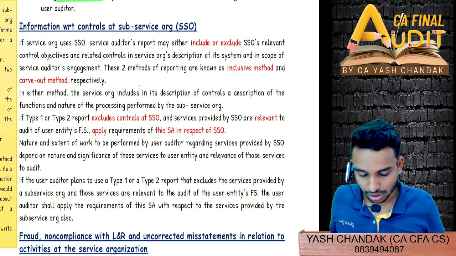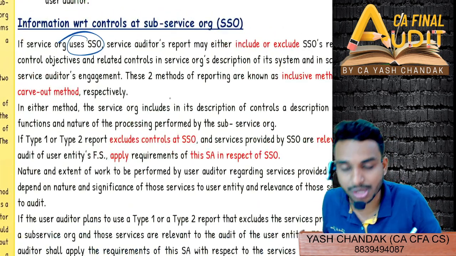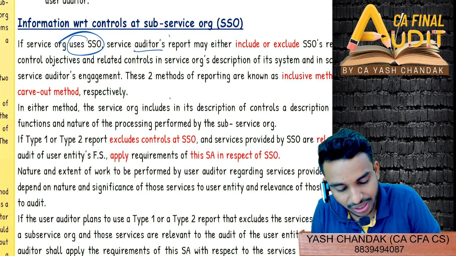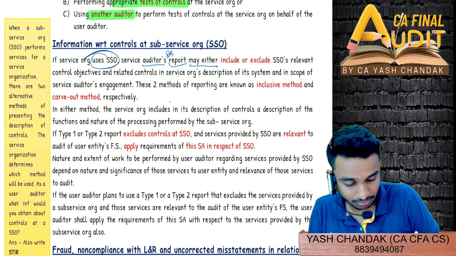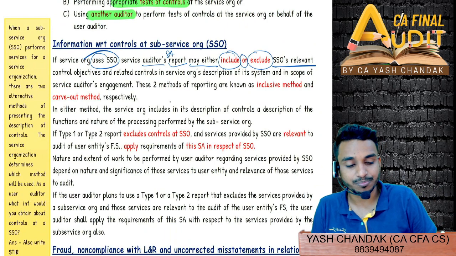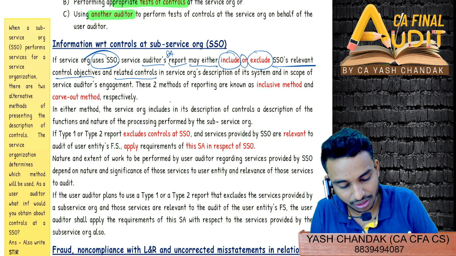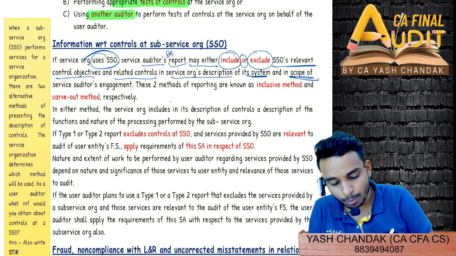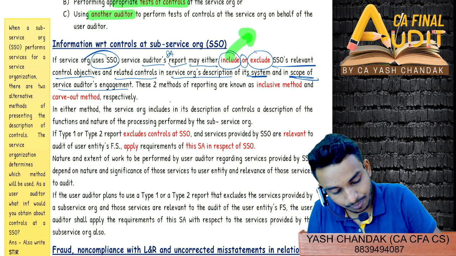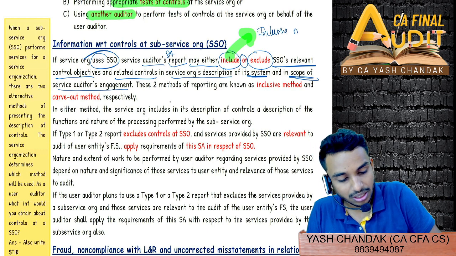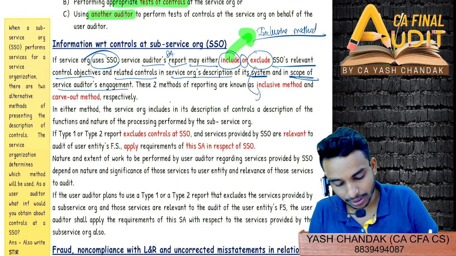Okay, let's see again. If a service organization uses an SSO, a sub-service organization, the report by the service auditor in a Type 1 or Type 2 report can either include or exclude the controls which are at the SSO. So the SSO's relevant control objectives and related controls are in the service organization's description of its system and in scope of the service auditor's engagement. If it includes them, then this is called the inclusive method. They have just named the methods, not that you have to go through them.